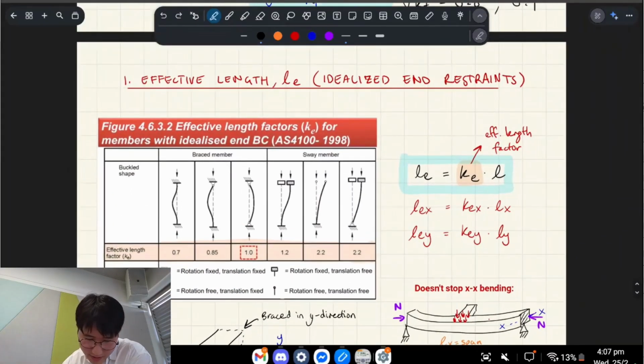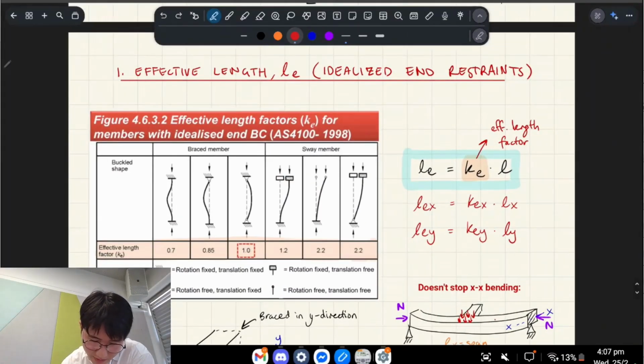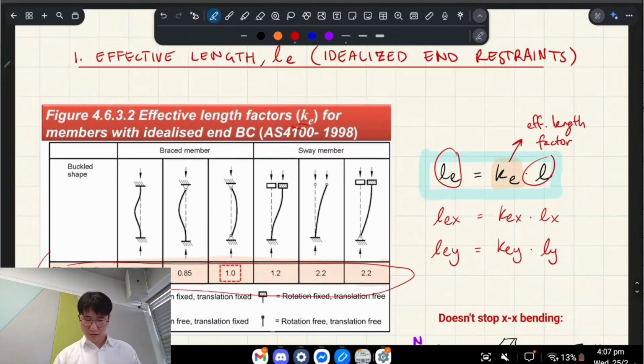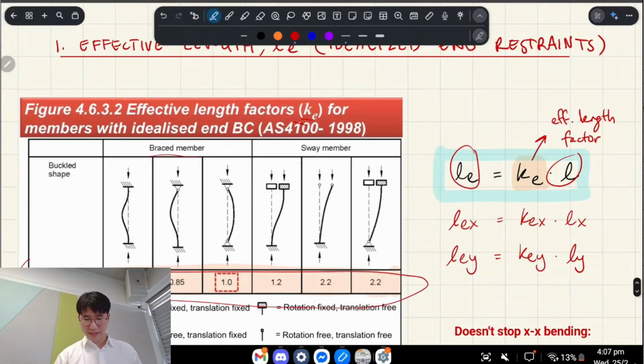One thing quickly is this is from AS 4100 as well. The way that I like to think about it, there's something called the KE factor. So effective length is your regular length multiplied by KE. KE is the effective length factor. So what is KE? It depends on two things. The first thing is whether it's a sway or a braced member.